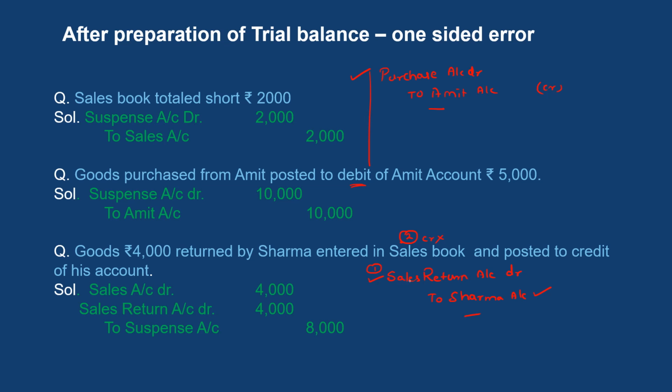So we will be passing the entry, first, to nullify the credit to the sales. We would debit it. So sales account debit 4,000. It is actually sales return which was not recorded as sales return. So we have to now debit sales return 4,000 and the collective effect would be given to suspense account. So the rectification entry is sales account debit, sales return account debit 4,000 each to suspense account 8,000. So this is how we use suspense account in rectifying this one-sided error.